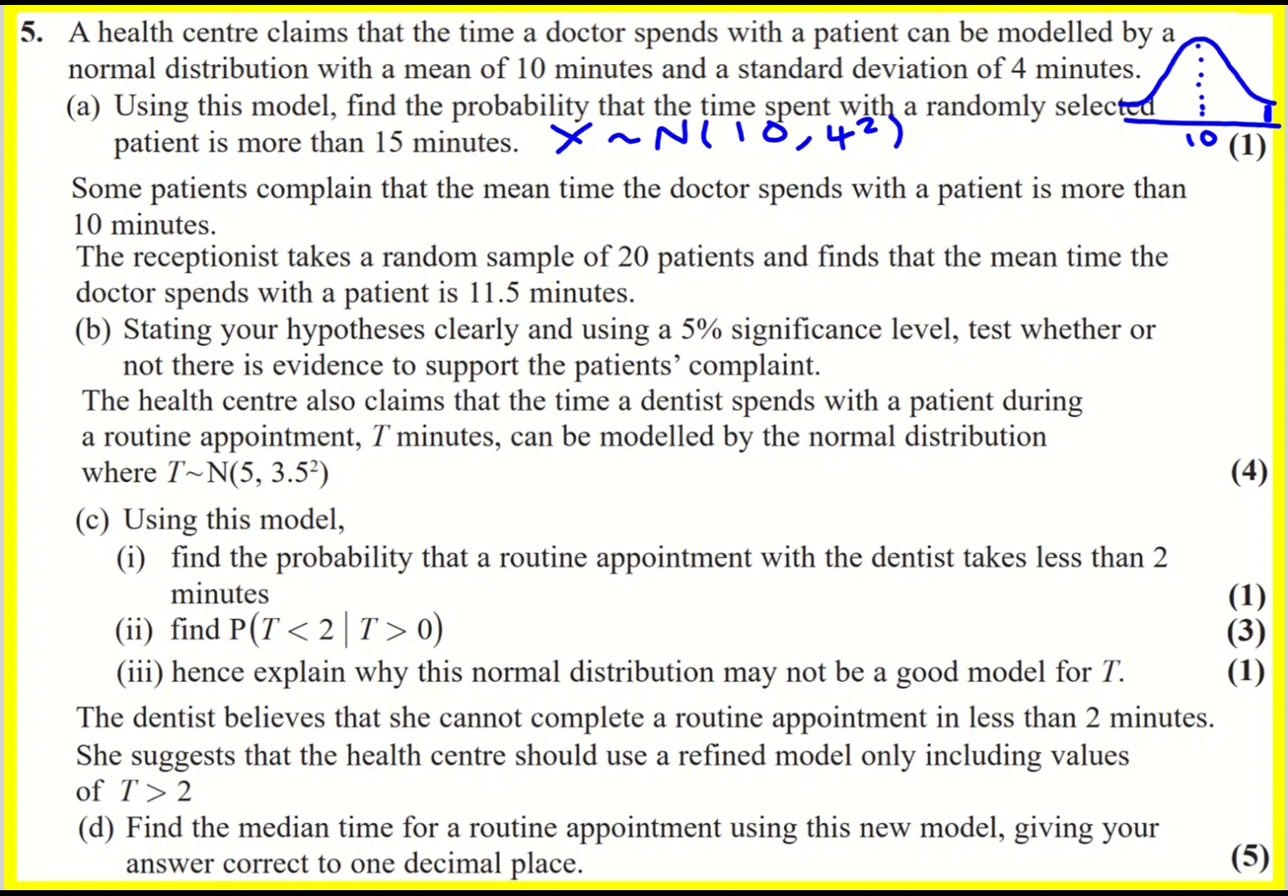Okay, and we're asked to use the model to find the probability that the time spent with a randomly selected patient is more than 15 minutes. The probability that X is greater than 15. We can use our calculator for this. What we're actually doing is, if that was 15, the calculator is doing a little integration and finding everything beyond that.